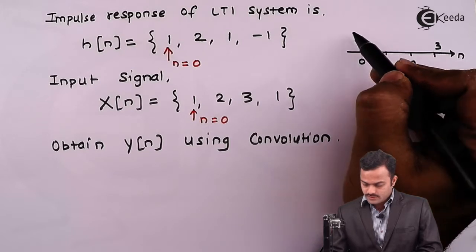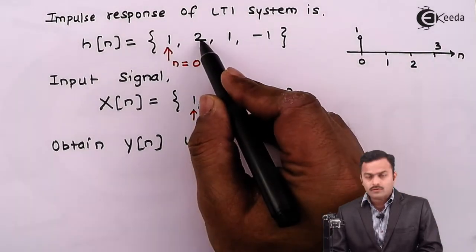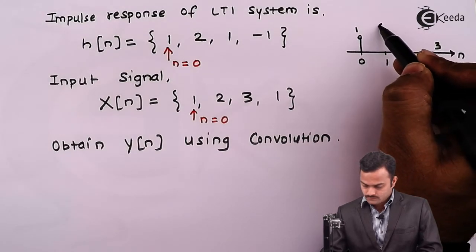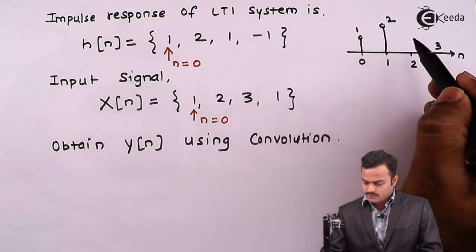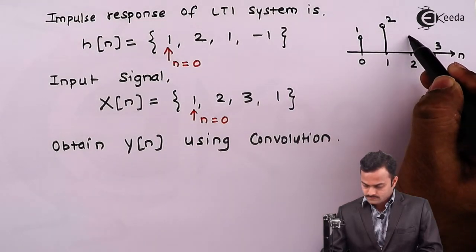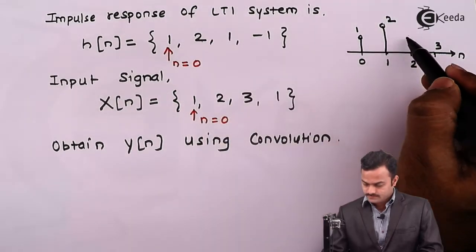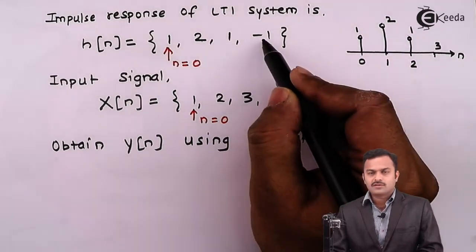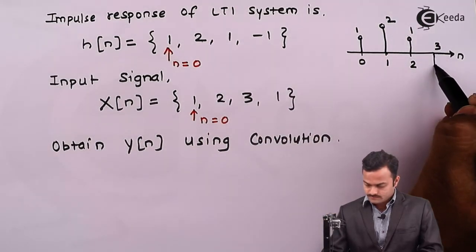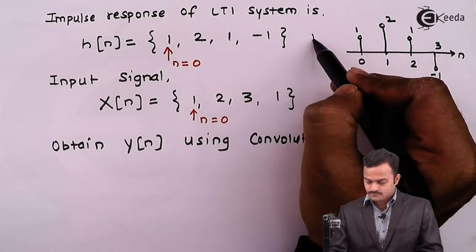For 0 it is 1, for 1 it is 2, for 2 it is 1, and for 3 it is minus 1. So this is h of n.